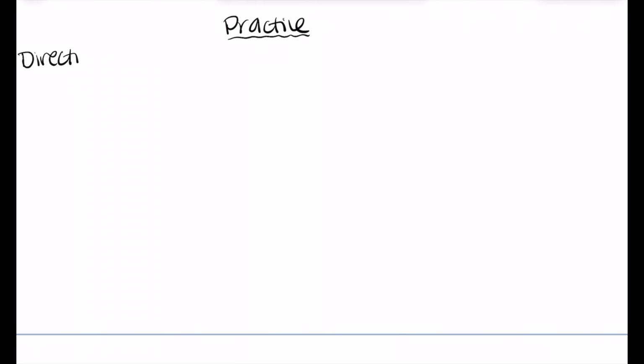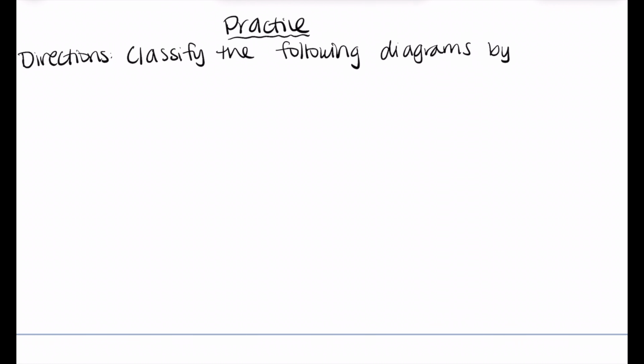For our last few practice problems, our directions say to classify the following diagrams by name. So we will be given the visual and we will need to label it accordingly. For number 1 here, let's look at our visual. This looks like a vertical line to me, right? It has arrows and it moves up and down. So number 1 would be a vertical line.